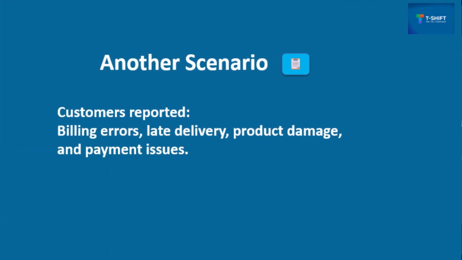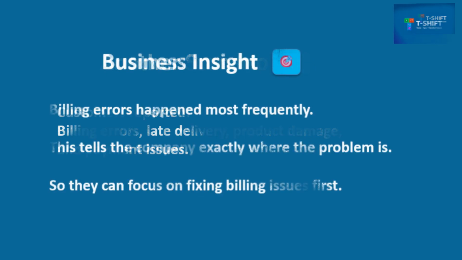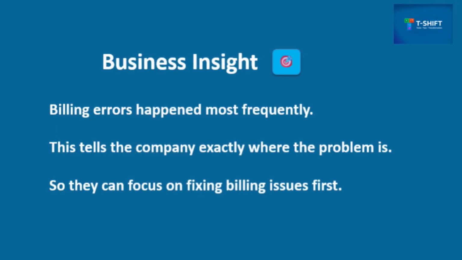Now let's look at another scenario. Instead of number of complaints, we analyze types of complaints. Customers reported billing errors, late delivery, product damage, and payment issues. When we count, we find that billing errors happen most frequently. This tells the company exactly where the problem is, so they can focus on fixing billing issues first. This is how frequency helps in real business decisions.